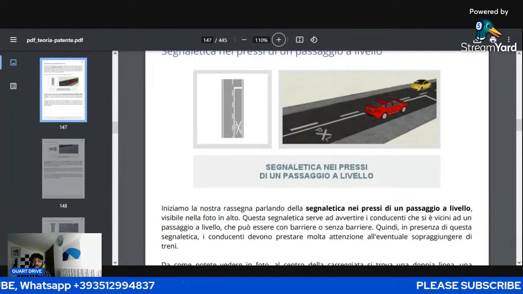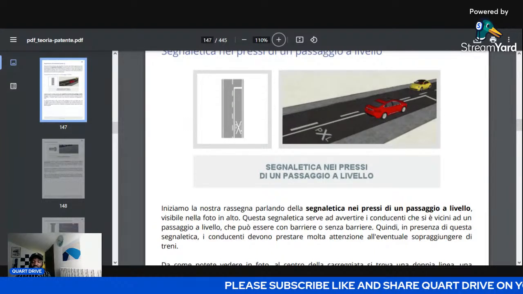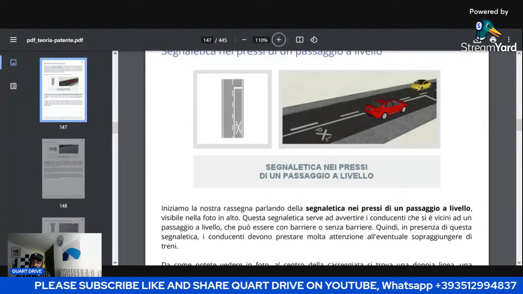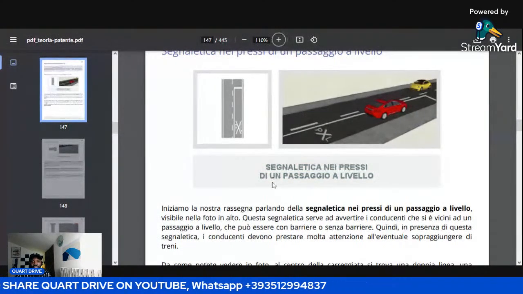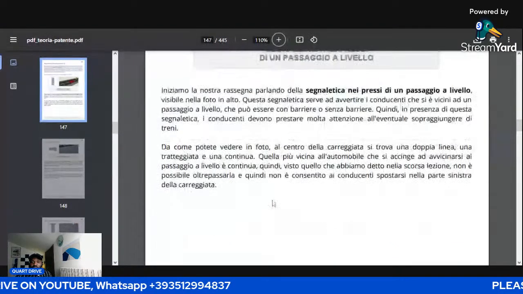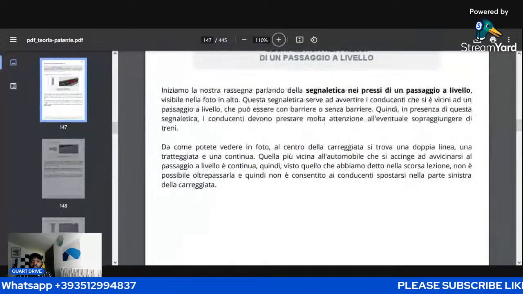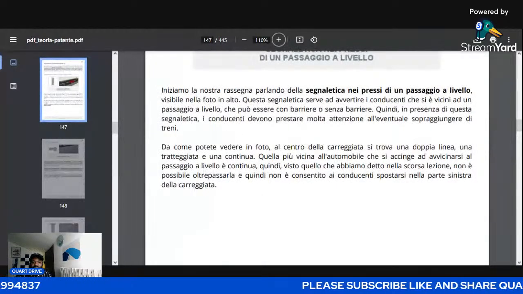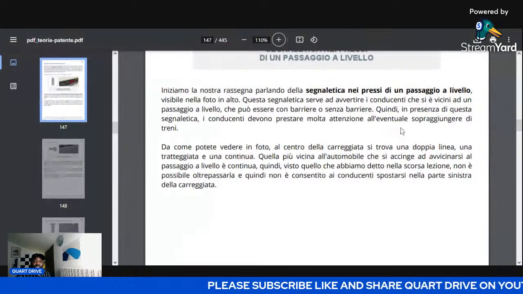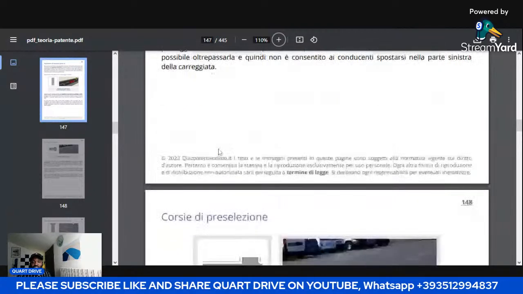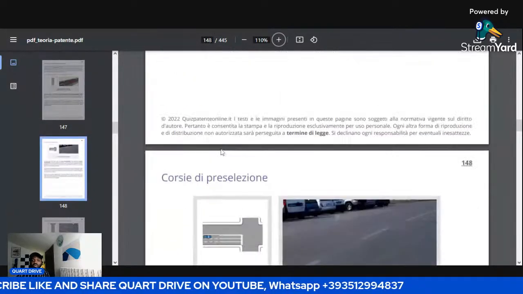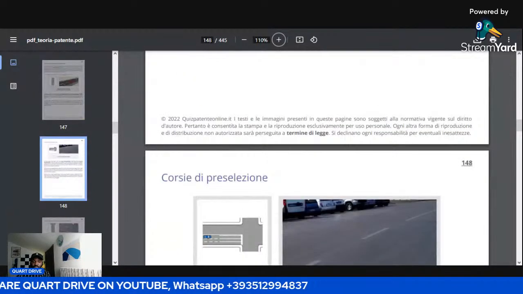So whenever you see this kind of line or this drawing on the floor, you have to know that you are getting toward a passaggio a livello. Have it in mind. And it says, quindi in presenza di questa segnaletica i conducenti devono prestare molta attenzione all'eventuale sopraggiungere di treni. So you have to be more attentive when you are getting close to the crossing.